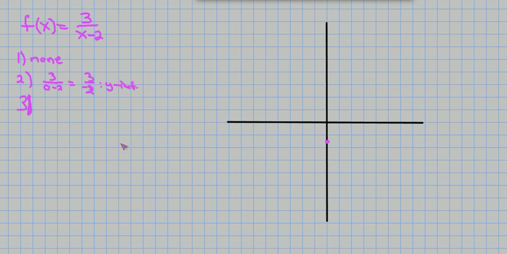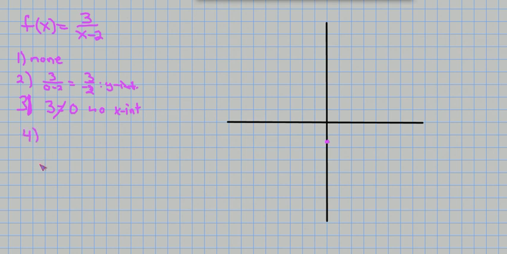And then our x-intercept, we said we were going to find the zeros of the numerator. Well, in this case, the numerator is 3. If I set it equal to 0, it's not going to be true. So this just means there's going to be no x-intercepts, which is good. Alright, so go to our fourth step.